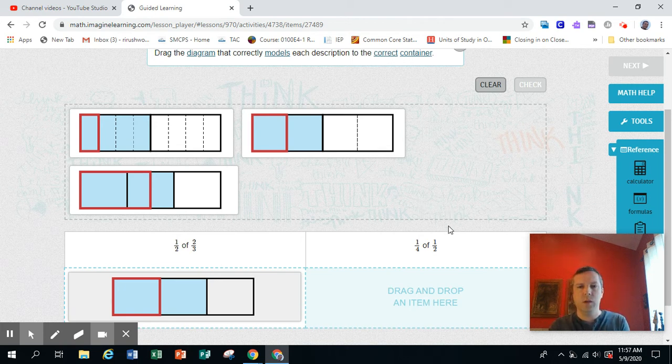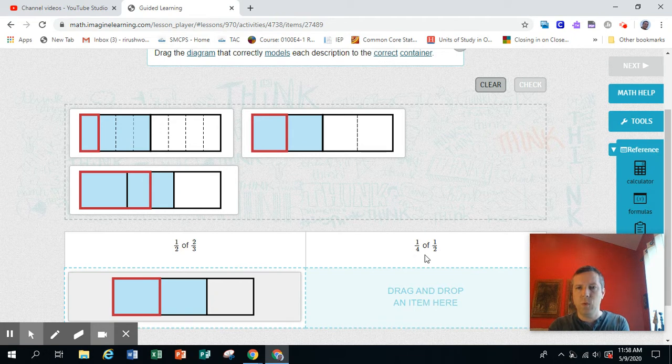So I'm pretty sure that this diagram is modeling 1/2 of 2/3. So let's do the same thing with the other one. In this one, the 2/3 was shaded blue. So I'm going to look for half being shaded blue. And it looks like half of this rectangle is shaded blue, and half of this one is also shaded blue. This is more than a half shaded blue, so that's not going to be one that I drag. I have to choose between these two.